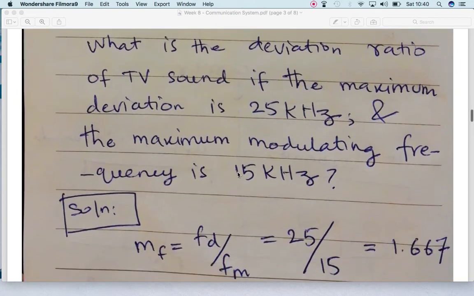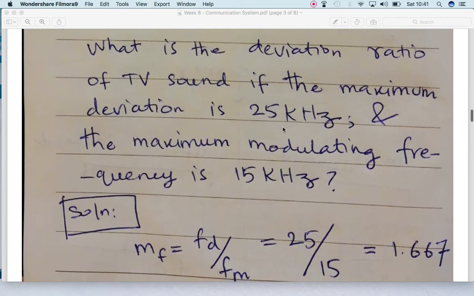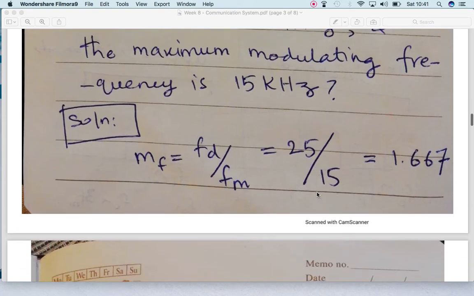Here is a problem which says that we have FD, which is the frequency deviation, of 25 kilohertz for a TV sound, and the modulating signal frequency is 15 kilohertz, and we are to calculate the modulation index by this formula. Simply putting these values in the formula, we will get the modulation index for the FM case, which is 1.667 in this case.